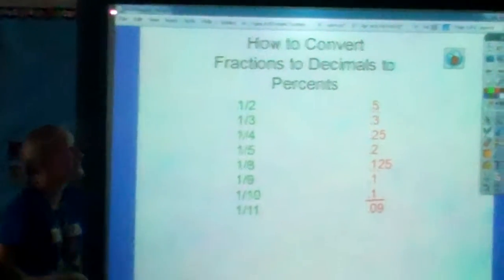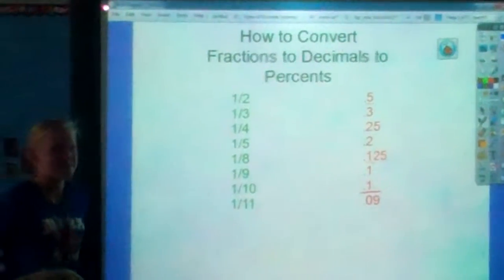Today we're going to be learning about how you can convert fractions to decimals to percents.